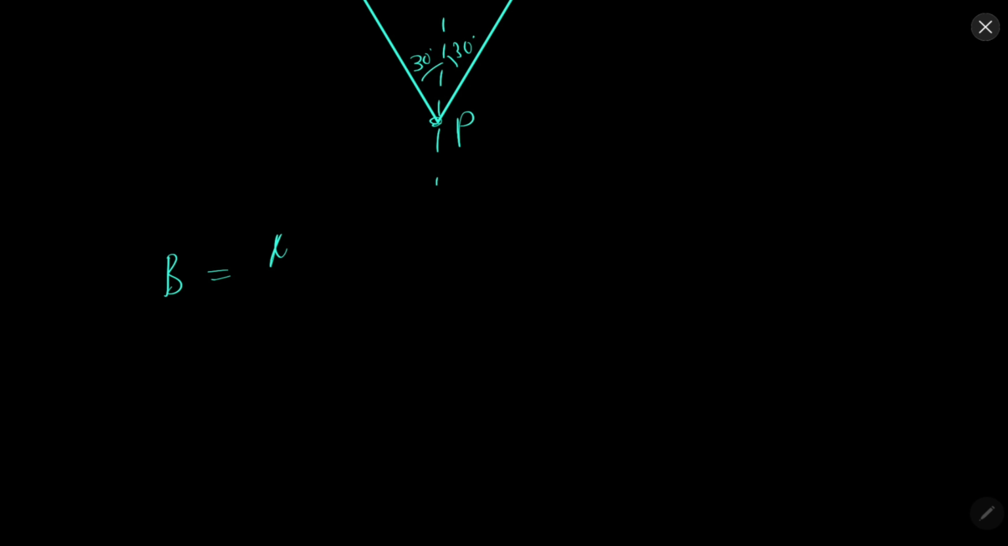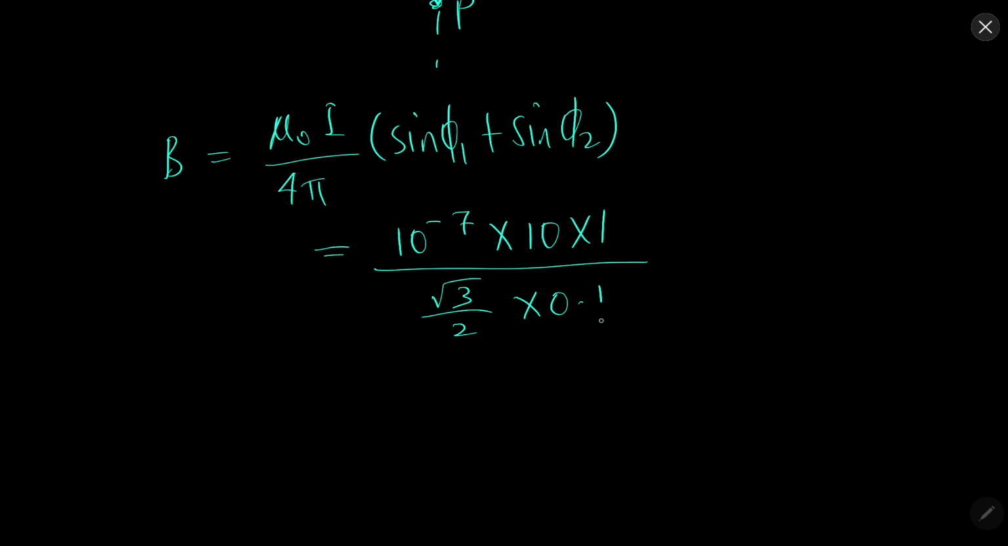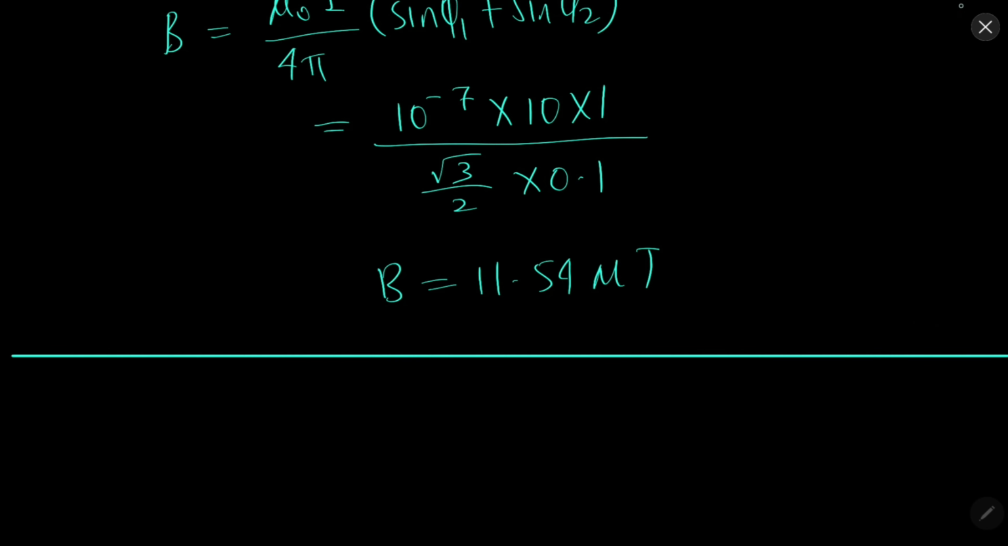B will be mu naught I over 4 pi (sin phi 1 plus sin phi 2). So 10 to the power minus 7 into 10 into 1 over root 3 by 2 into 0.1. So B will come out to be 11.54 micro Tesla.